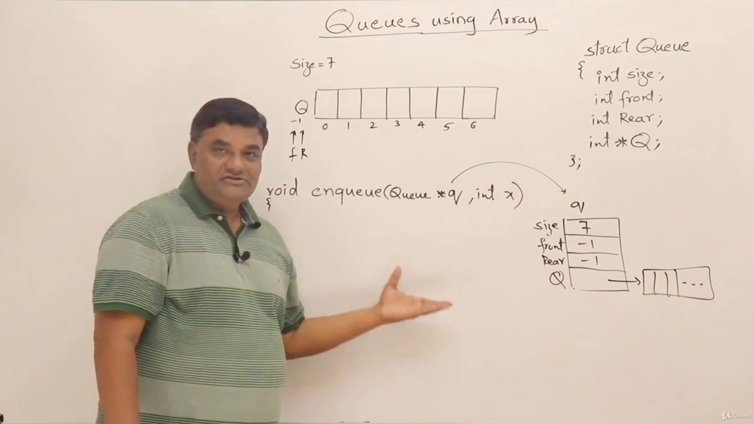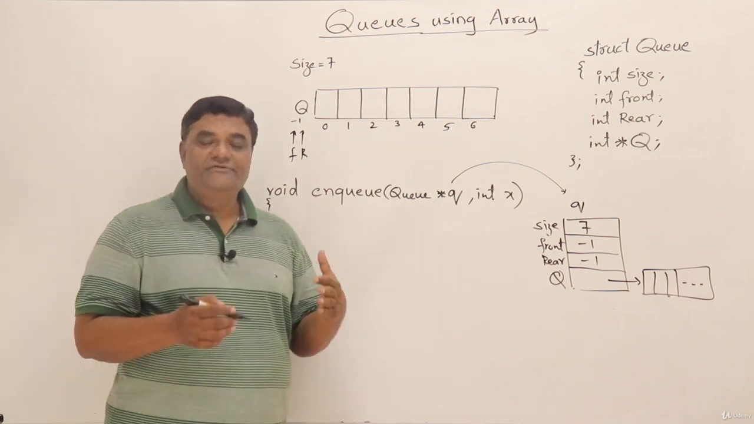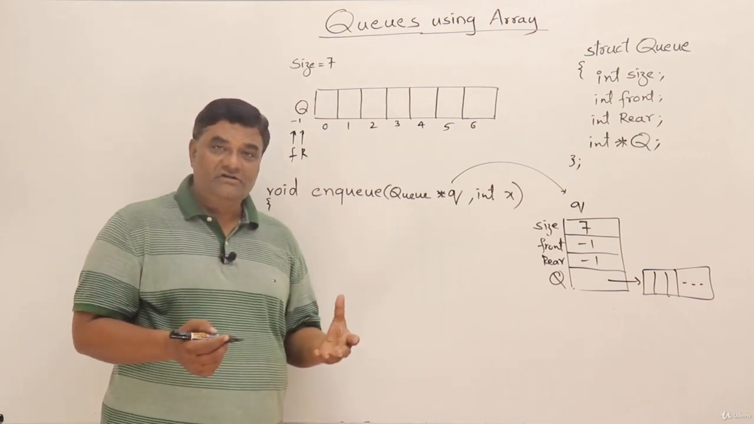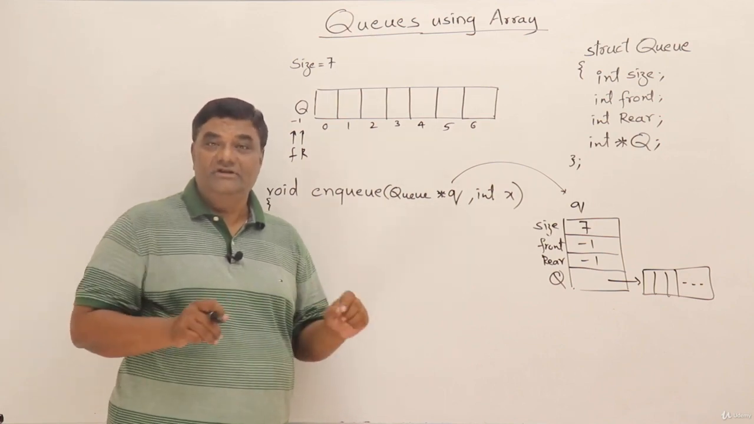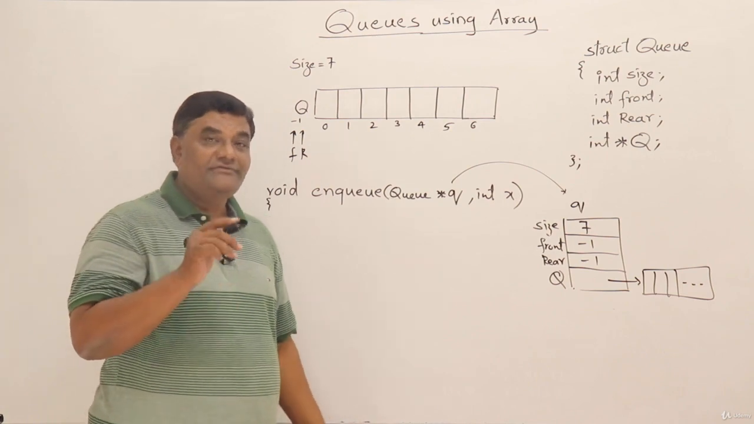Now let us write the function. For insertion, first of all, we should know is there any space or not. If there is no space, we cannot insert. If there is no space, it means the queue is full. So first check whether the queue is full.